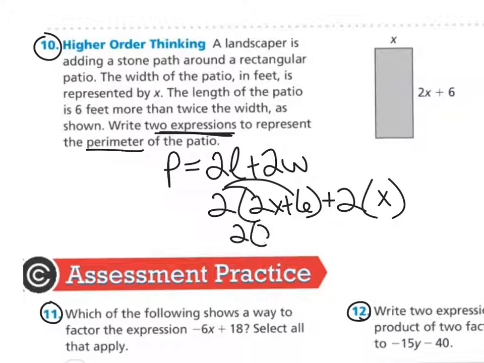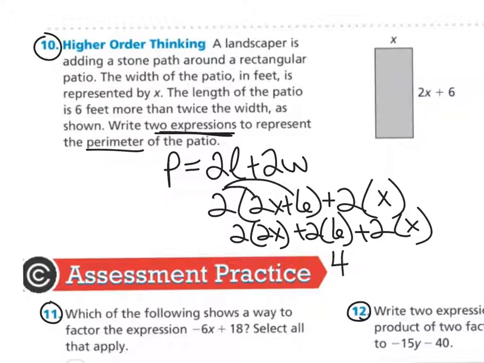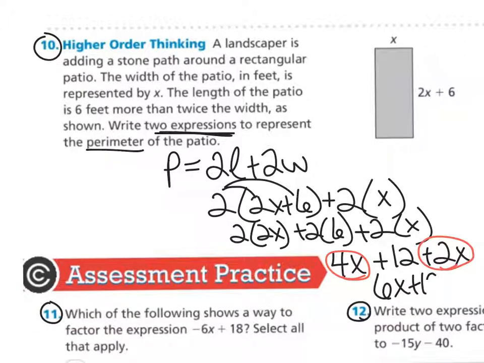So 2 times 2x plus 2 times 6 plus 2 times x. 2 times 2x would be 4x. 2 times 6 is 12. 2 times x is 2x. That could be another expression, technically. And then you can combine those like terms together, and that would be 6x plus 12. So 6x plus 12 is probably what I would choose as maybe the best answer for an expression for the perimeter.